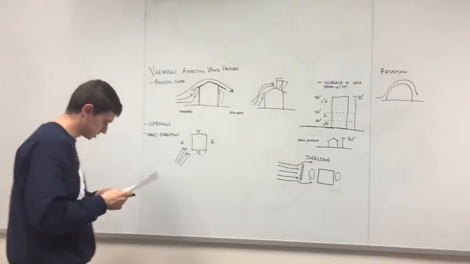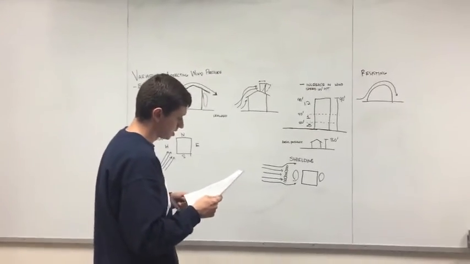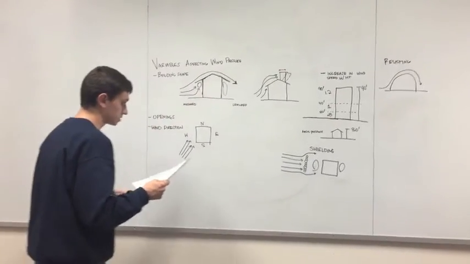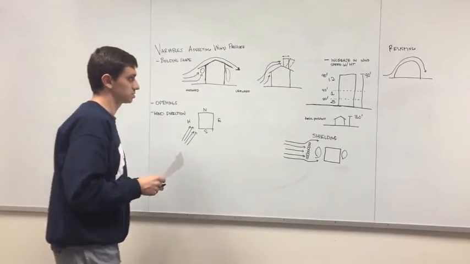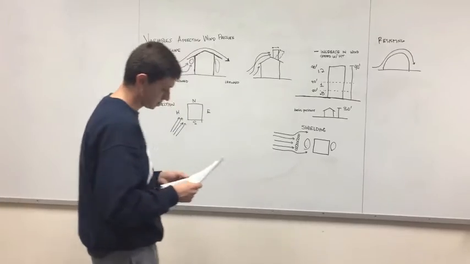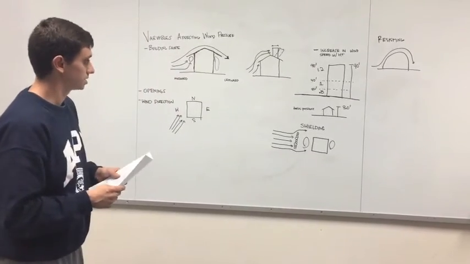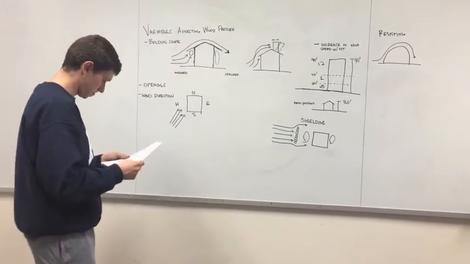Shape details such as chimneys, parapets, and spires can create a greater effect on pressure distribution, but there's no formulaic way to determine this. The best way to do so is through model testing, where they build a scale model and test it in a wind tunnel.